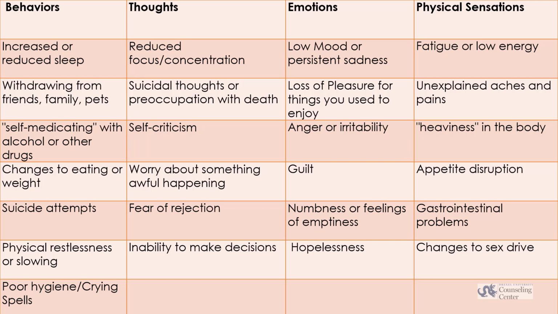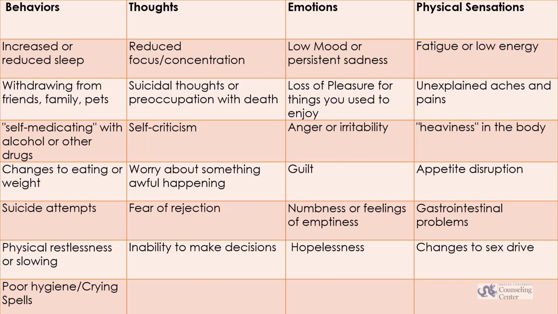Under behaviors, we have increased or reduced sleep, withdrawing from people and things that are important to us, self-medicating with alcohol and other drugs, changes to eating or weight, suicide attempts, physical restlessness or slowing, poor hygiene, crying spells. Then under thoughts, we have reduced focus and concentration, a lot of times due to being preoccupied with other negative thoughts about ourselves. Suicidal thoughts or thoughts about death, self-critical thoughts, worry thoughts about something awful happening, thoughts of rejection, and difficulty making decisions, again a lot of times due to a variety of different thoughts that interfere with making decisions.